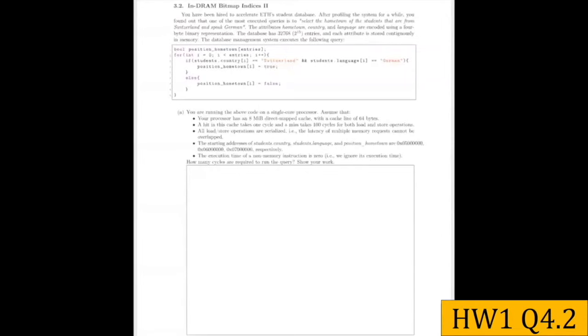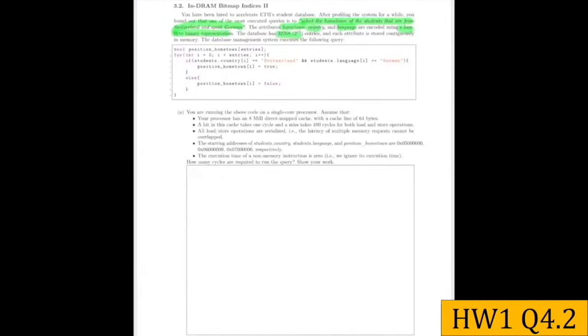The question statement says that you're going to design a database from memory and you profile the system, and then you figure out that one of the most executed queries is this one: select the hometown of a student who is from Switzerland and speaks German. You also figure out that the database has three attributes: hometown, country, and language, encoded using a 4-byte binary representation. So the database size is 32K elements, and each attribute is stored contiguously in memory.